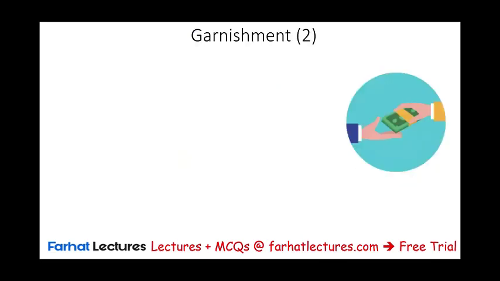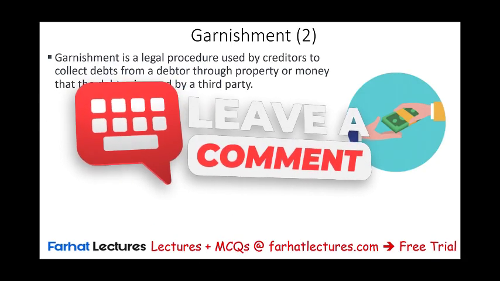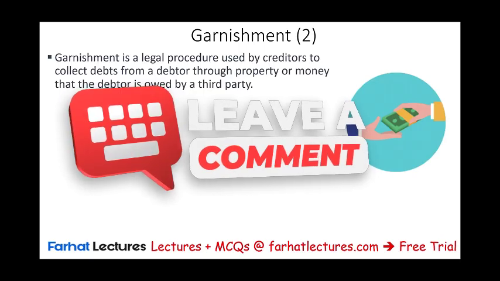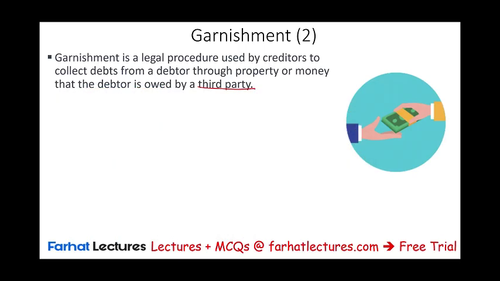Another legal method is something called garnishment. This is a legal procedure used by creditors to collect debt from the debtor through what? Property or money that the debtor owed to a third party. What do we mean by a third party? It could be an employer, could be a bank, could be a financial institution.